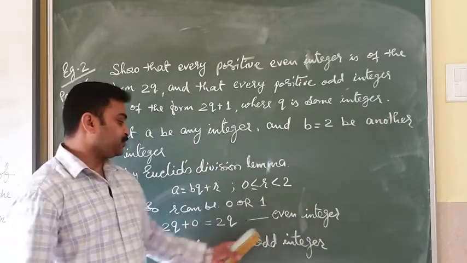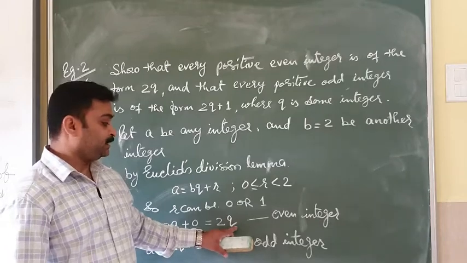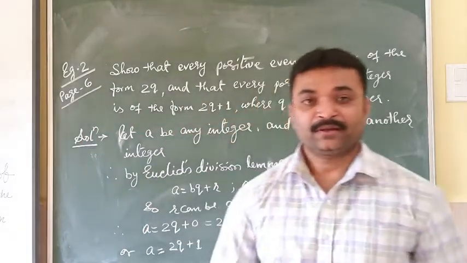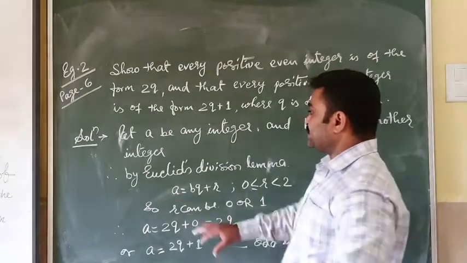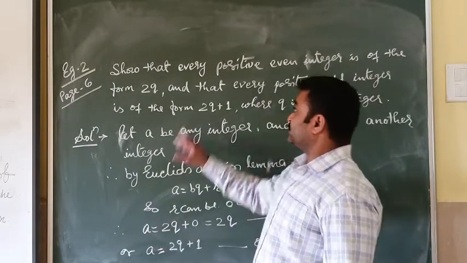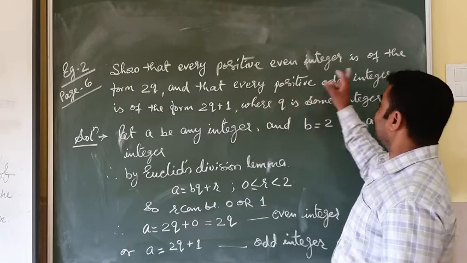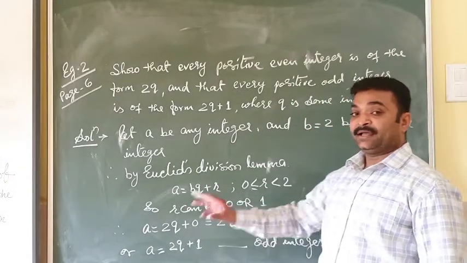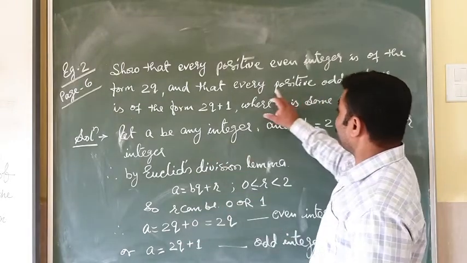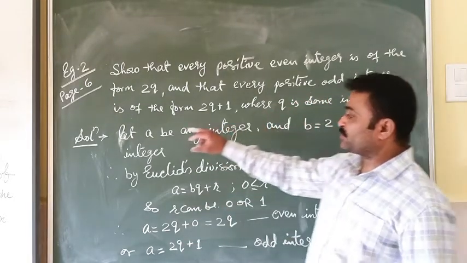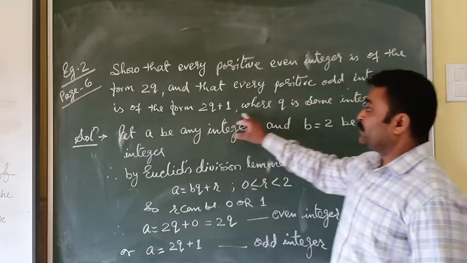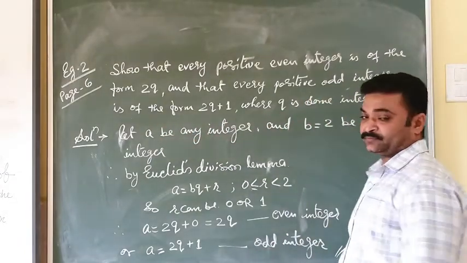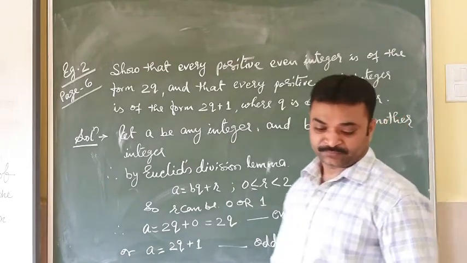Why is it an even integer? Because any integer multiplied by 2 gives an even number. So we can say any positive even integer is of the form 2q, and any positive odd integer is of the form 2q plus 1. So here, the question ends. Got it?